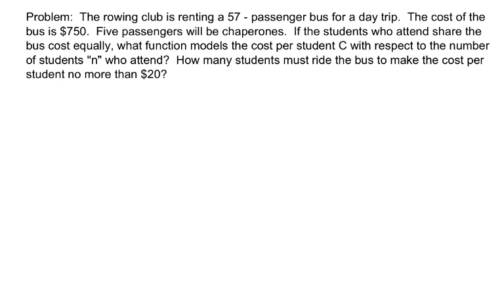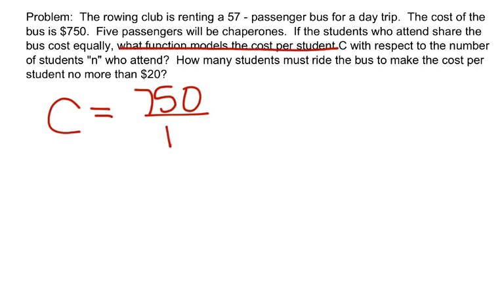So the first thing we're going to do is talk about how you find a function that models the cost per student C. Well, the cost per student is going to be the total cost of the bus divided by the number of students who attend, which at this moment in time I don't know how many people there are.